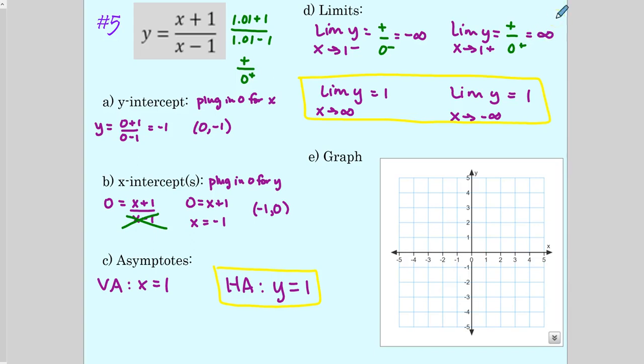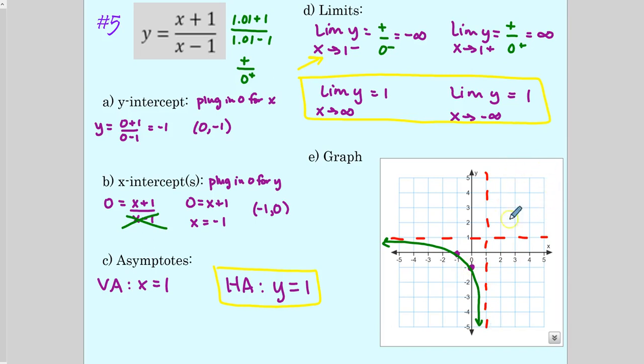Okay, let's put all this together and draw the graph. So first I'm going to draw my asymptotes, x equals 1, y equals 1. And then I'm going to plot my points, (0, -1) and (-1, 0). And then according to the asymptotes, I'm going to put my pencil on one of those points, go through the other point, and it should be going up toward a height of 1 for the end behavior. And then according to my limits, as x approaches 1 from the left, it should be going down to negative infinity.